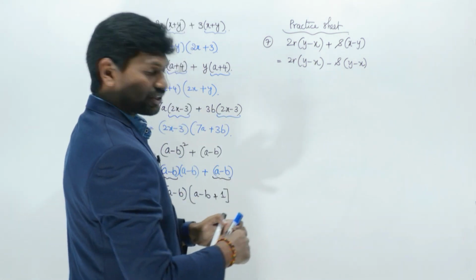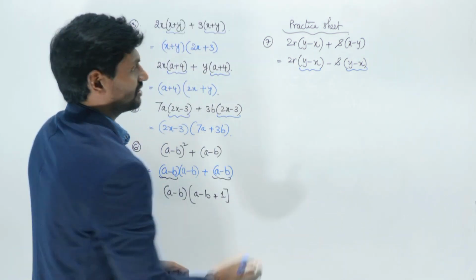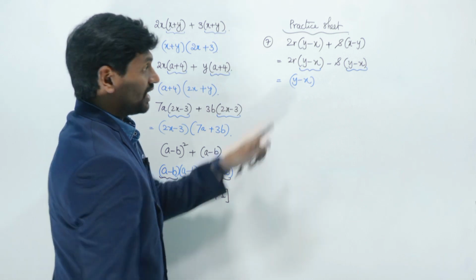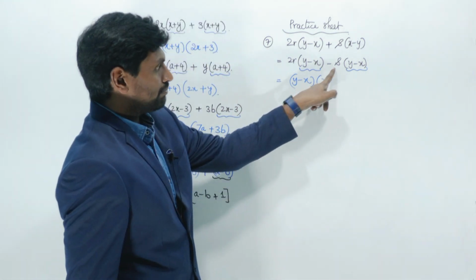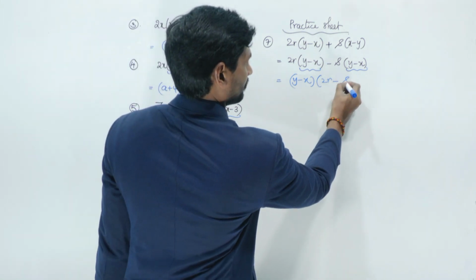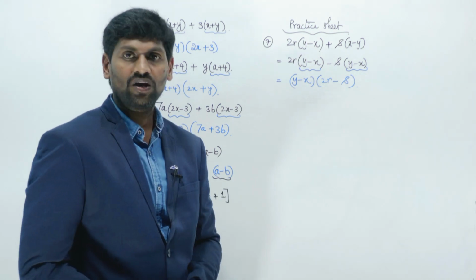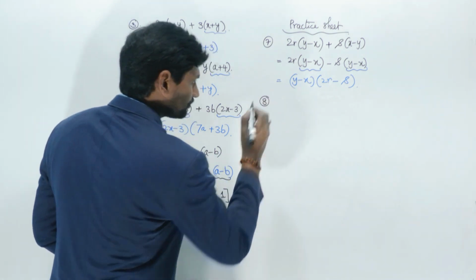Now you can identify the common term is y minus x. That is equal to (y minus x) is a common term, and from the first term 2r is remaining, from the second term minus s is remaining. Very good. Now going to question number 8.